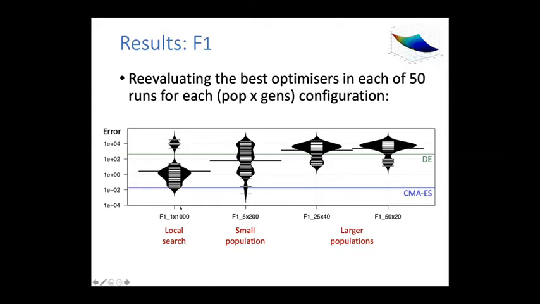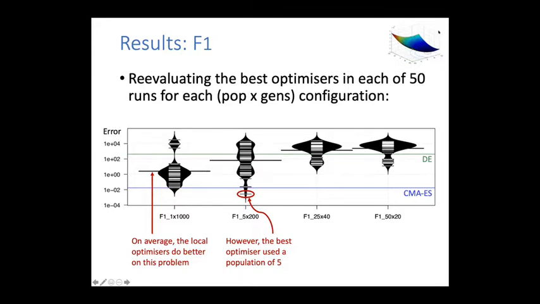And for each of these, for each problem, I carried out 50 independent runs of PushGP, and each of these small lines shows the best optimizer from a particular run, its fitness, and low values are better. And then this bigger line shows the mean of the distribution. So this is for F1, which is the relatively simple landscape. And you can see here, these local optimizers are doing much better on average than the population-based optimizers. Although interestingly, the best optimizer found was one with a population of 5.